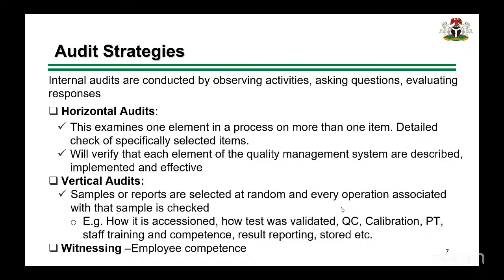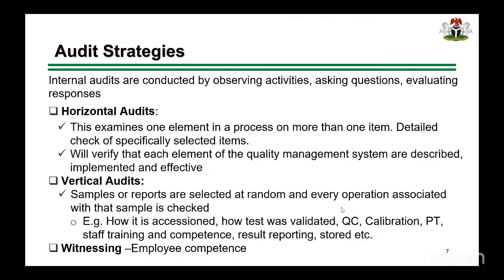Now let's talk about audit strategies. We have 3 major audit strategies: 1, horizontal, 2, vertical, 3, witnessing. In the simplest terms, a horizontal audit examines one element in the process, or more than one item. You check specifically. Let's say, for example, we verify that each element of the quality management system is being implemented and is effective. Let's say I'm auditing equipment management, so everything about equipment. That is a horizontal audit.